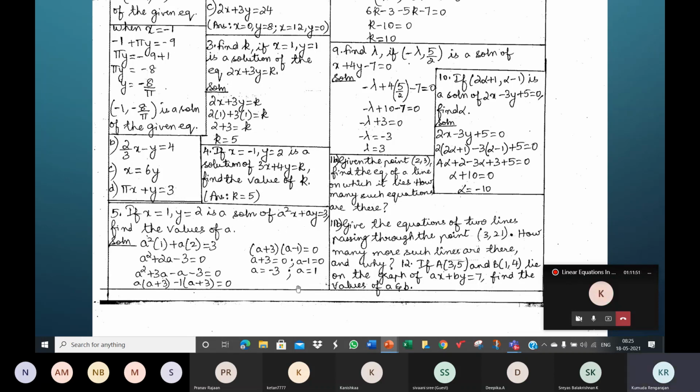Now, one of you tell me the equation when a is minus 3. Minus 3 square, simplify and tell me. 9x plus 3y is equal to 3, ma'am. Yes, 9x plus 3y.